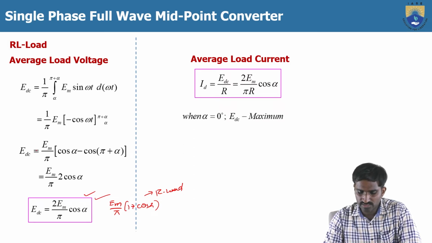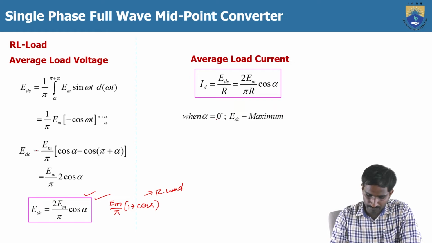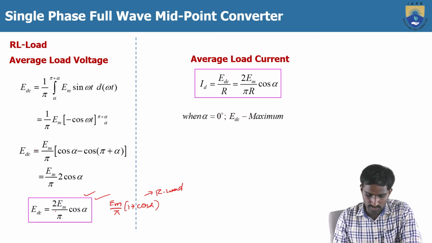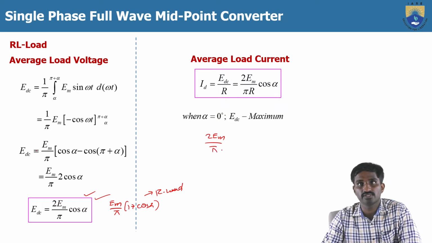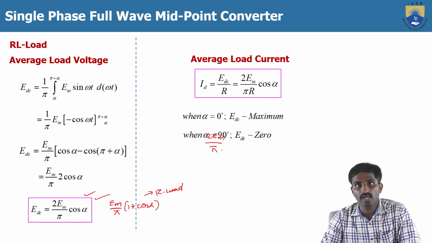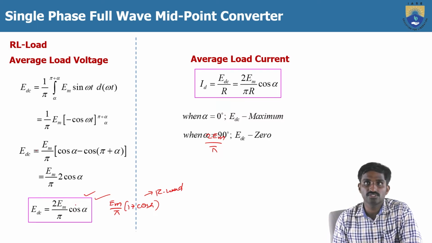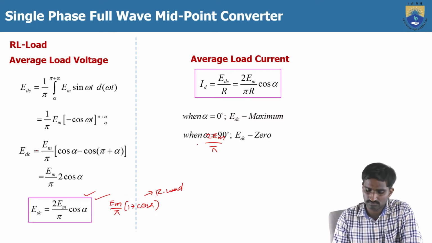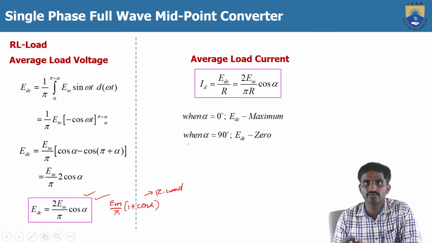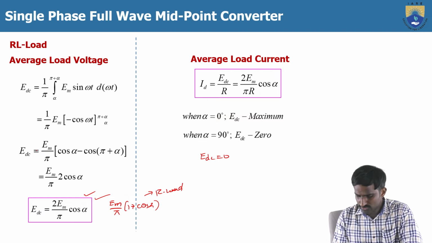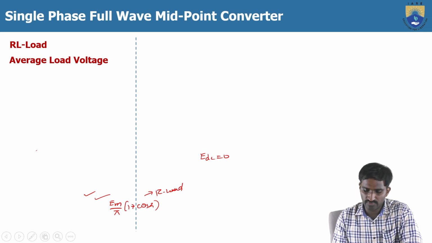And here also let me consider when alpha is equal to 0, that EDC is maximum, because when alpha is equal to 0, cos alpha is equal to cos 0 is equal to 1, so that you will get 2 Em by pi, that is the maximum value. And when alpha is equal to 90, EDC is equal to 0, because cos 90 is equal to 0. This we can also explain with waveforms.